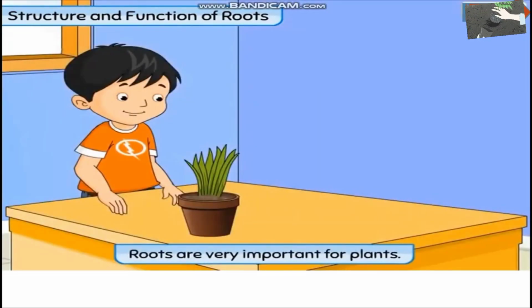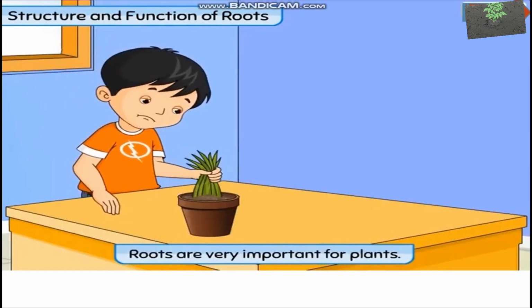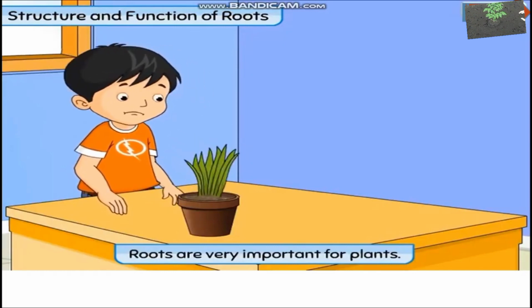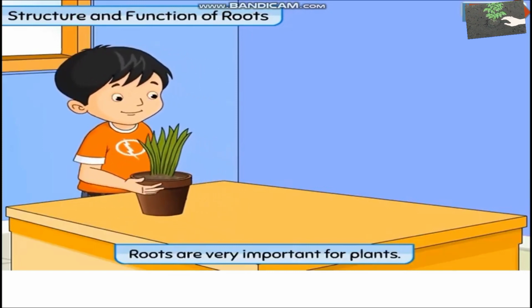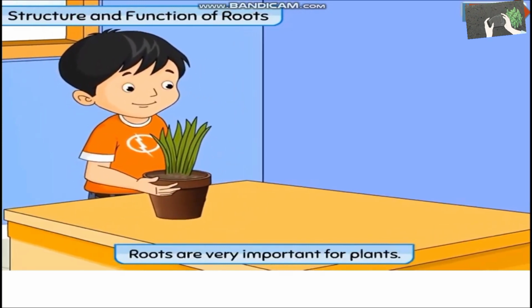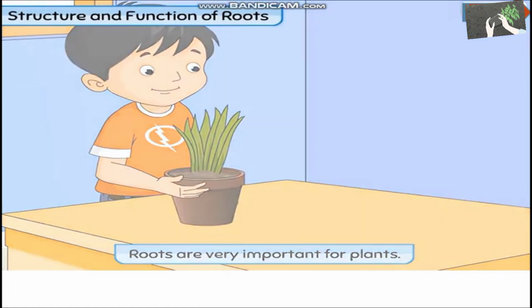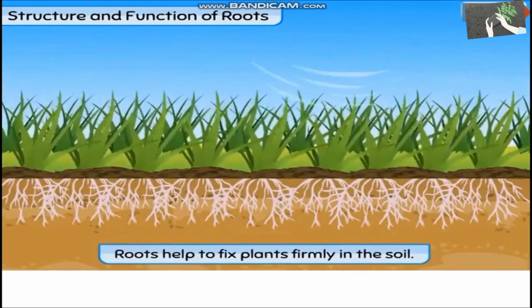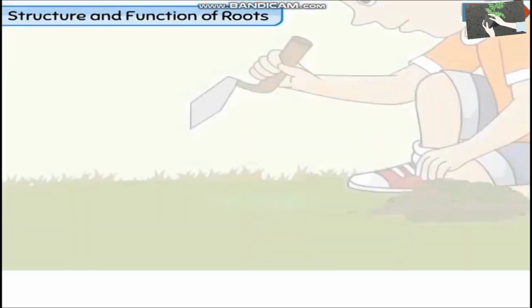Students, roots are very important for plants. Look at this boy. He tried to pull out a bunch of grass from the soil, but the plant doesn't come out easily, and the boy let go of it. This shows the roots of the plant are holding them firmly in the soil. Students, the root's function is to prevent the plant from being uprooted by fast wind and flowing water.